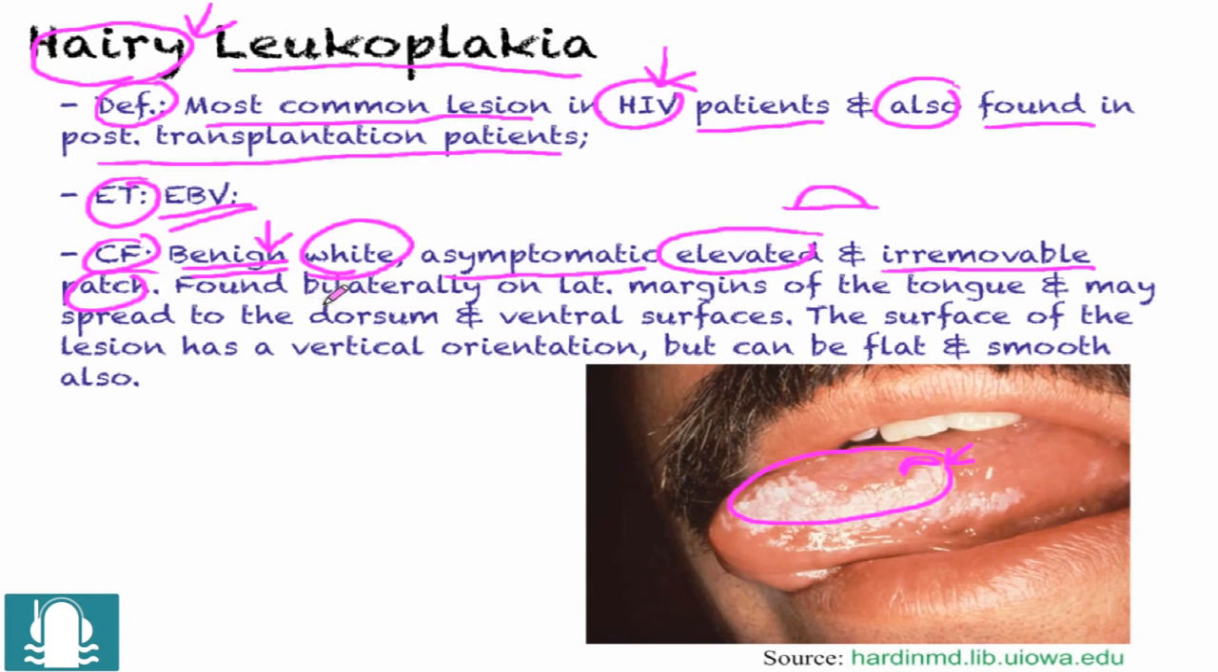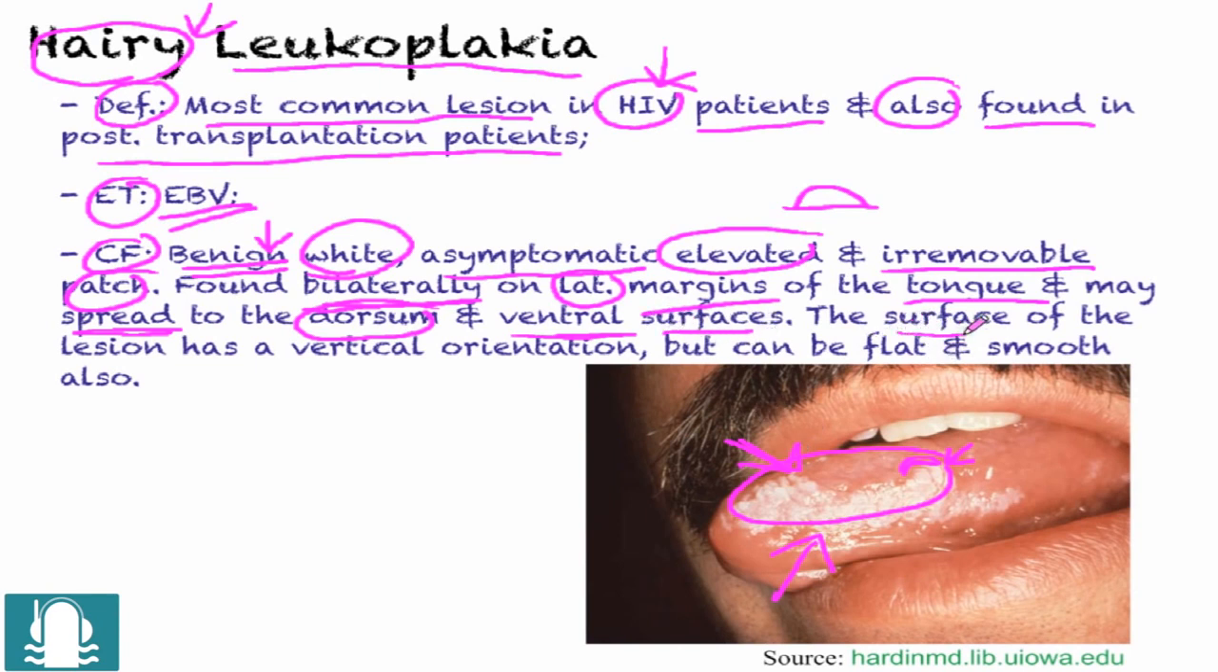It's found bilaterally, so on both sides, on the lateral margins of the tongue, and it may spread, so there is a possibility for it to be spread despite being a benign lesion, to the dorsum and the ventral surfaces, so above and below.